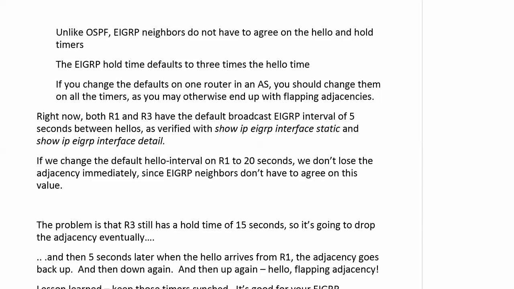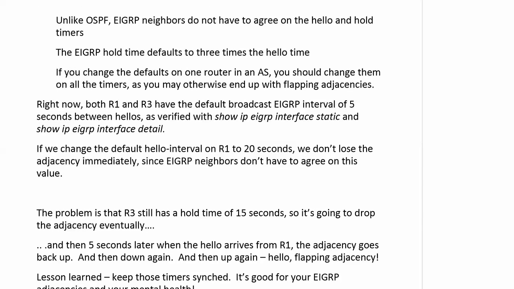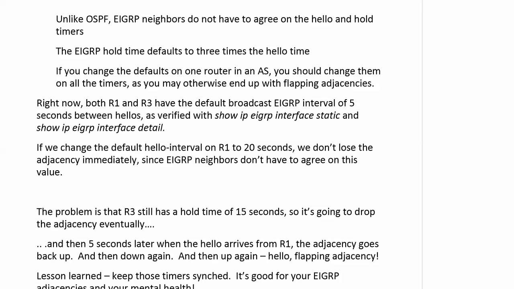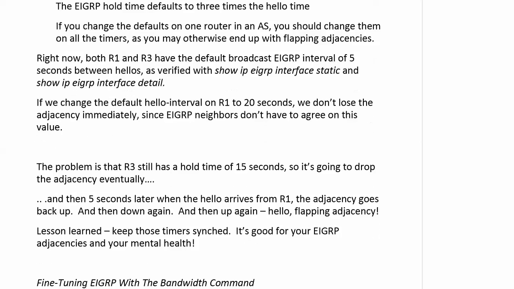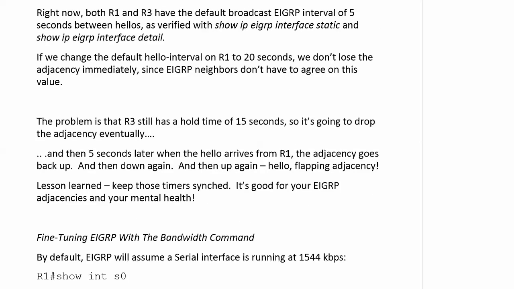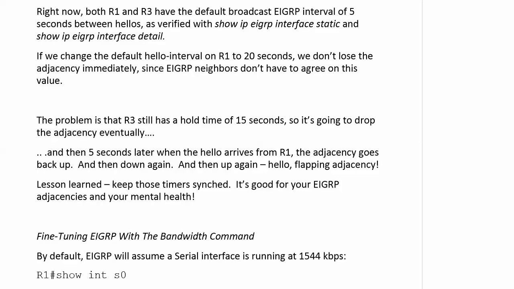Just a couple of quick notes here again. EIGRP neighbors, as we saw, don't have to agree on the hello and hold times. The EIGRP hold time defaults to 3 times the hello time with EIGRP, where it's 4 times with OSPF. And if you change the defaults on one router in an AS, I would change them all, especially if you have a broadcast segment like we have here and you have multiple routers on it. If you're changing one timer, you would definitely want to change it on all the others. Keep it consistent, because that way we stay away from those flapping adjacencies. Keep those timers synced because it's good for your EIGRP adjacencies and your mental health, and we're interested in both.